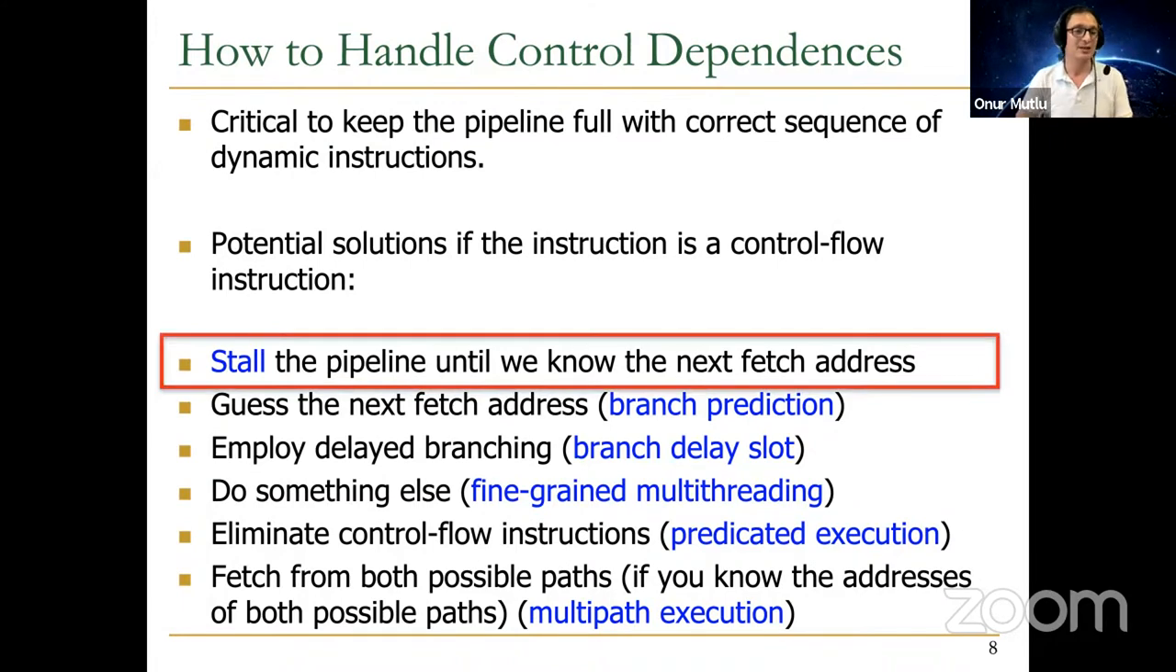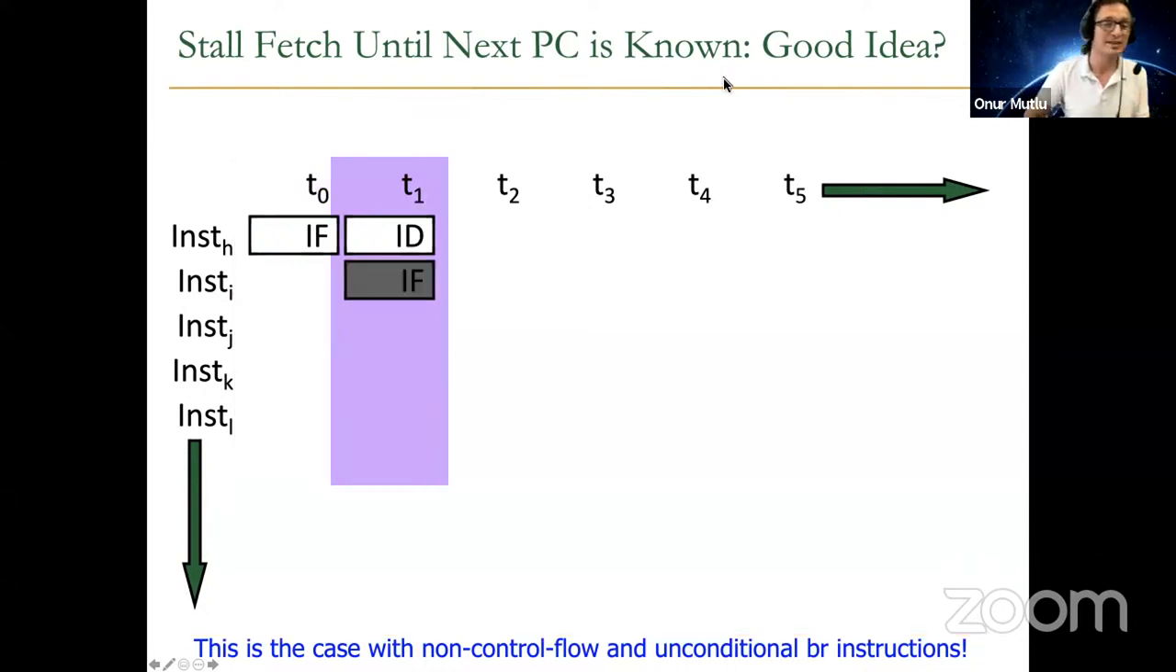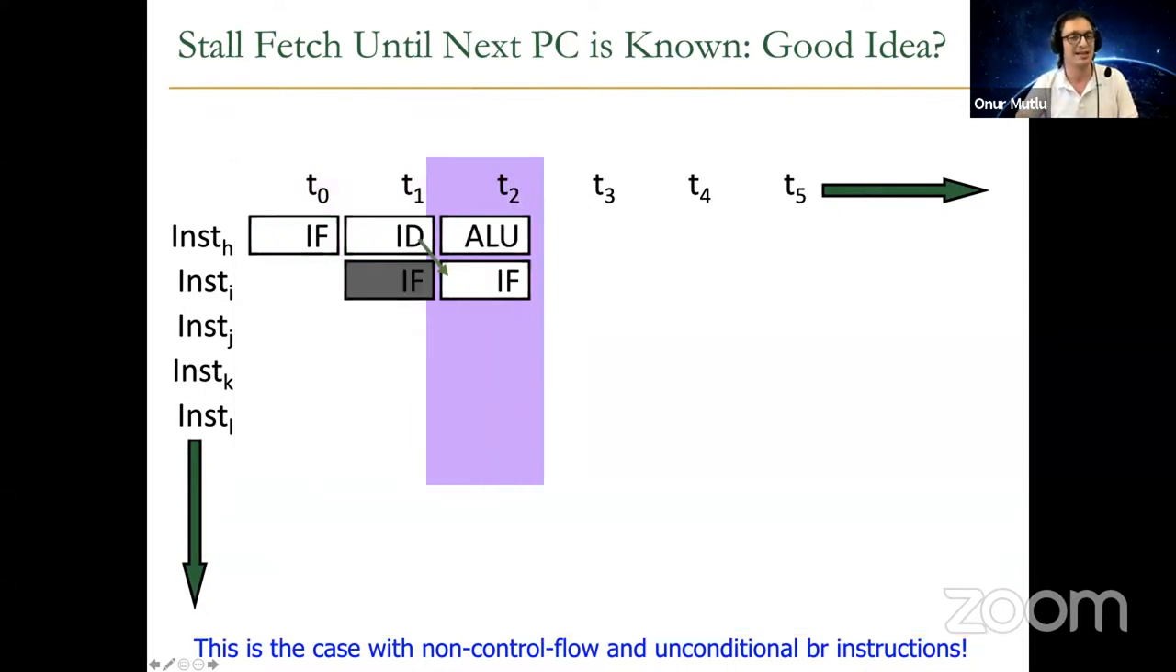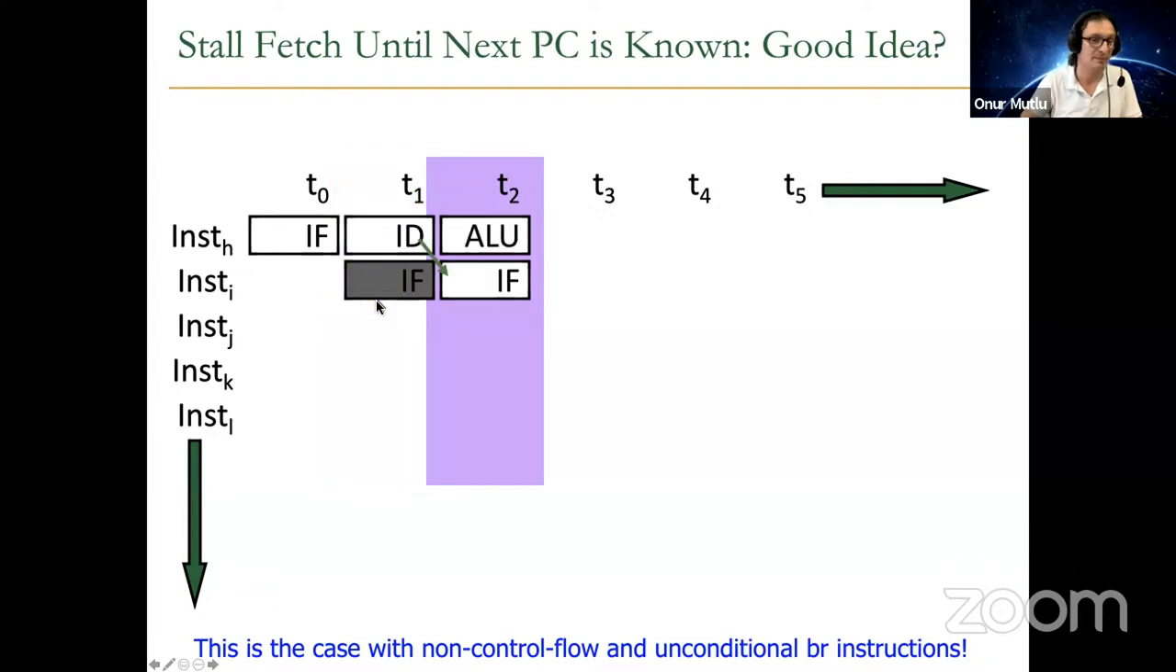Okay, now let's take a look at the stall the pipeline solution and dismiss it quickly. We've already seen it last time, but basically, you have a branch instruction. Do you want to stall the fetch until the next PC is known? Is that a good idea? Not a good idea. Even if you have an unconditional branch instruction, which gets resolved in the decode stage, you cannot fetch the next instruction, right? Basically, that becomes a bubble.